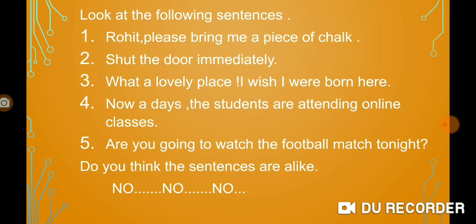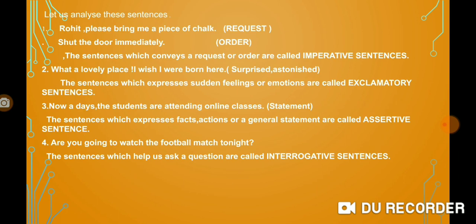Now let us see what we call these sentences in English. Okay? So here comes our next slide. Let us see the first one again. Rohit, please bring me a piece of chalk, which I told you makes a request here. Shut the door immediately. That's a kind of order. So the sentences which convey a request or order are called imperative sentences.